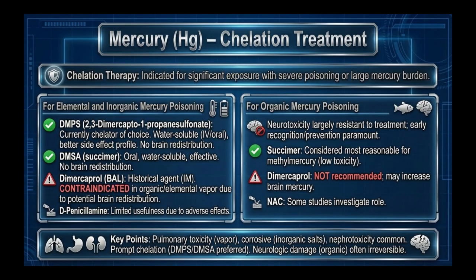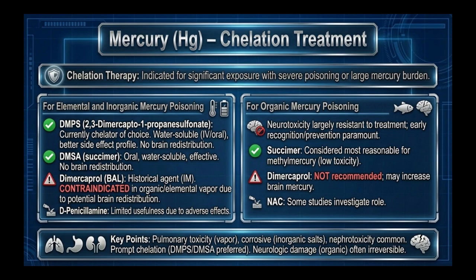Currently, the preferred chelator in cases of elemental and inorganic mercury poisoning, particularly in Europe, is 2,3-dimercapto-1-propanesulfonate. This compound, a water-soluble analog of dimercaprol, can be administered either intravenously or orally. It has a better side effect profile than dimercaprol and has demonstrated effectiveness in reducing body mercury burden and safeguarding against renal damage. Importantly, it does not appear to cause redistribution of mercury to the brain. Treatment regimens may include an initial intravenous dose followed by oral medication.